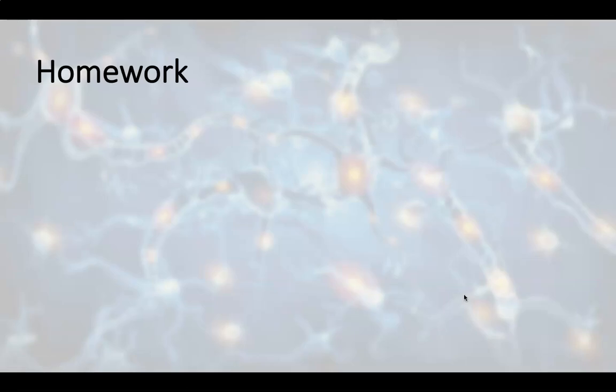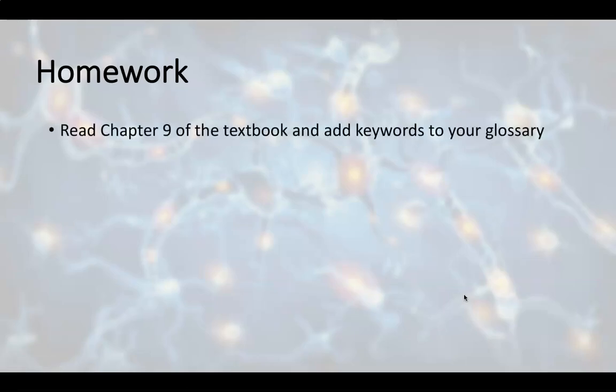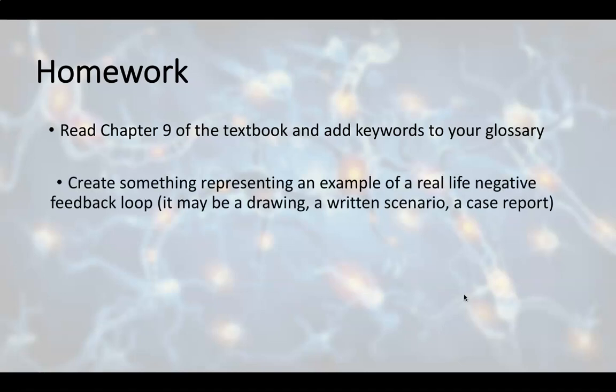And that is all for today. So as always, your homework is to read the chapter. That is chapter 9 from your textbook, and add keywords to your glossary. Or also do something creative. Can you create or represent an example of a real life negative feedback loop, or even anything to do with homeostasis? It may be a drawing, a written scenario, a case report, or anything else.